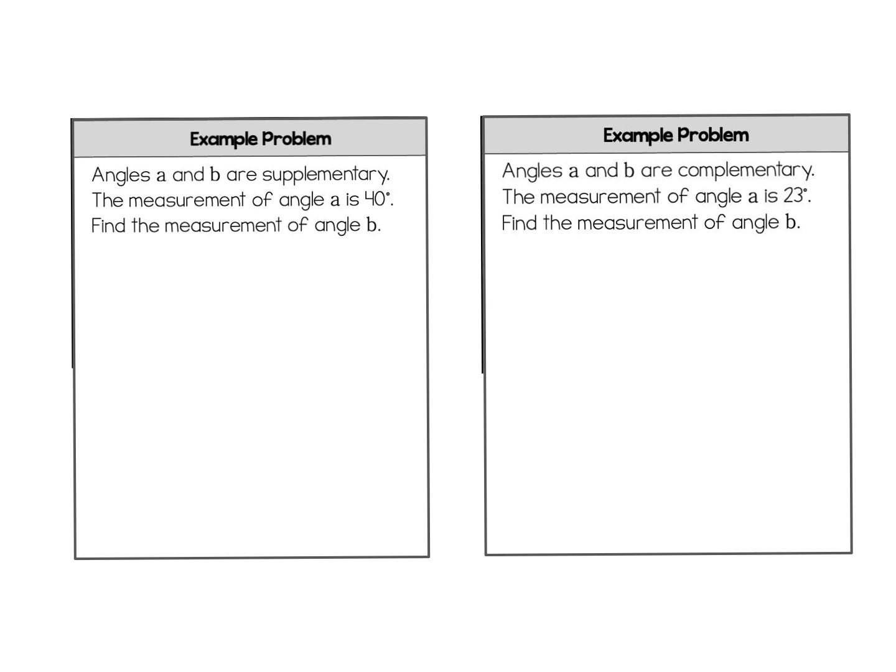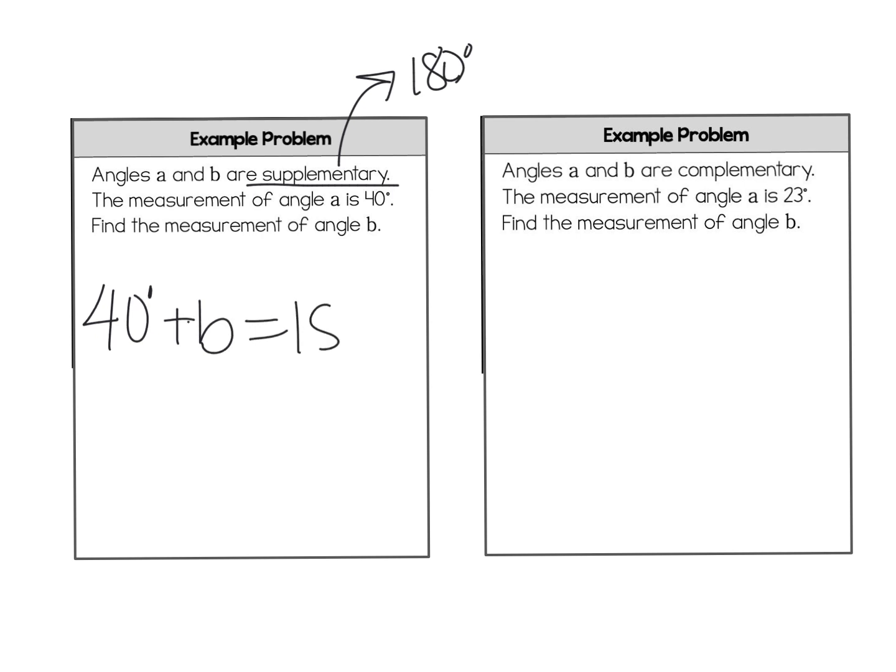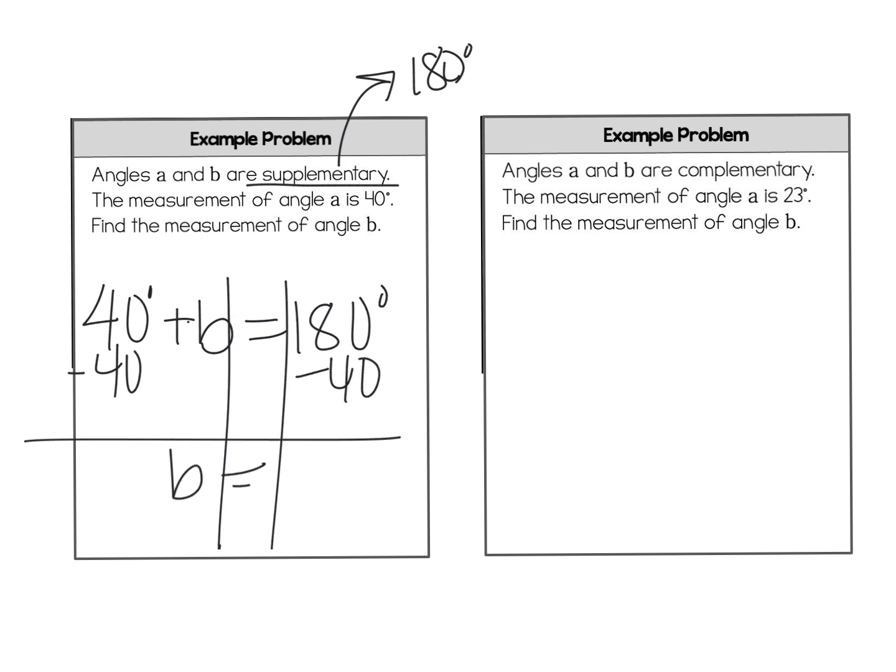Angles A and B are supplementary. I'm going to remind myself that supplementary means that the sum is 180 degrees. The measurement of angle A is 40 degrees. Find the measurement of angle B. So that means 40 degrees plus whatever B is equals 180 degrees. Then I just subtract 40 on both sides, and I get B equals 140 degrees. Then I can check that: 140 plus 40 equals 180.